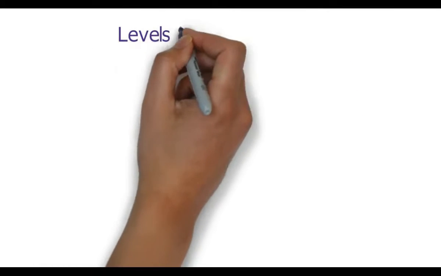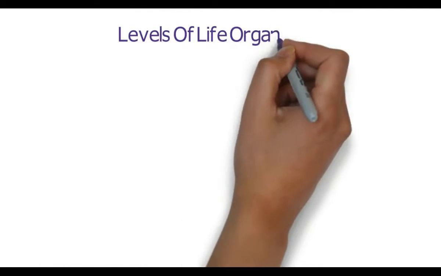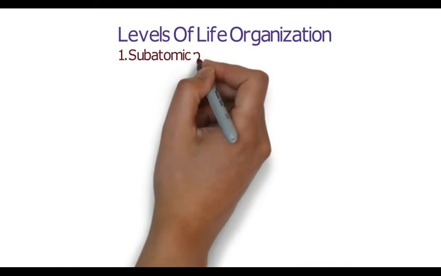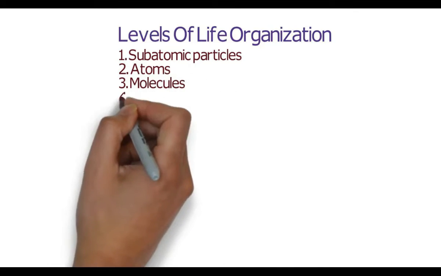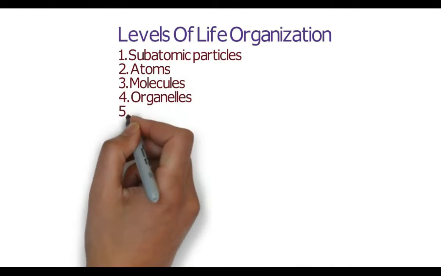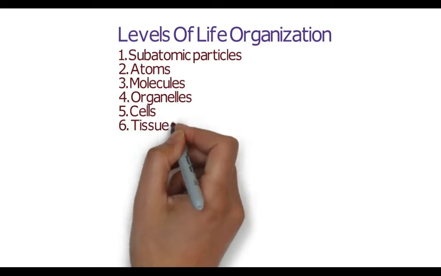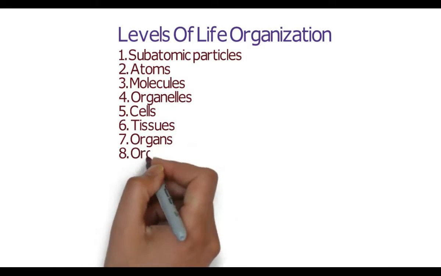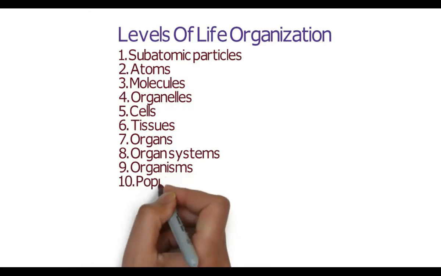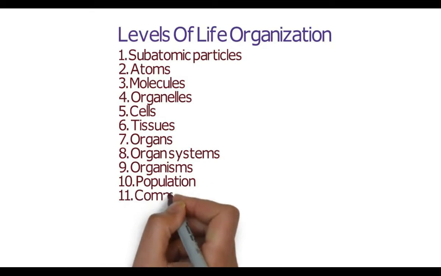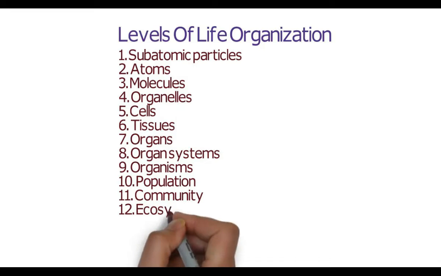The levels of life organization in living organisms increase in complexity from subatomic particles through atoms, molecules, organelles, cells, tissues, organs, organ systems, organisms, population, community, ecosystem, and biosphere.